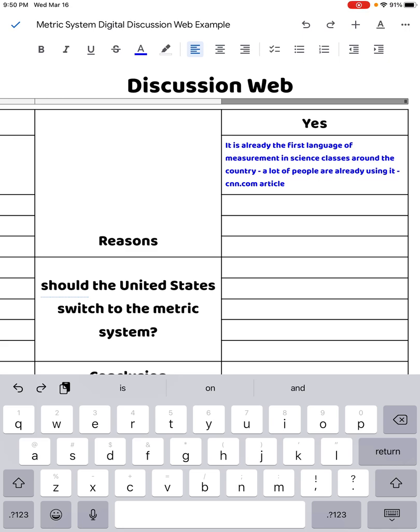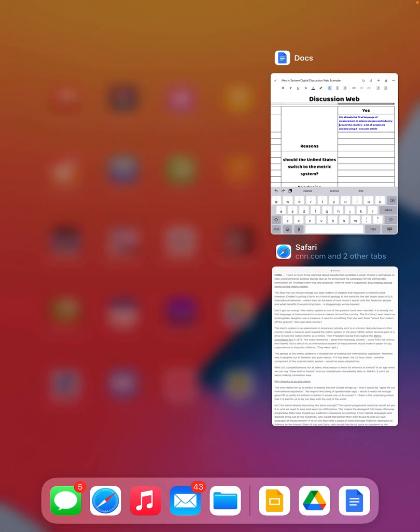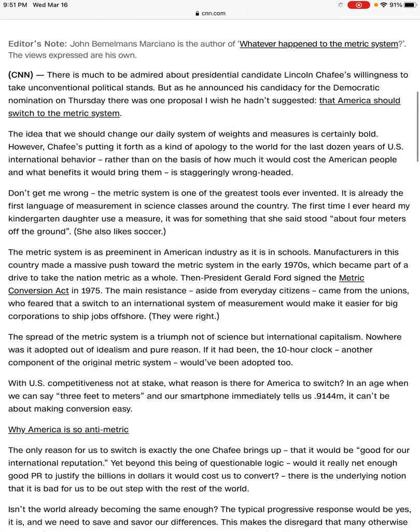And so I'm going to go back into my discussion web and I'm going to add to what I already have for my yes. It is already the first language of measurement in science classes and industry around the country. So I think that was another reason for yes, but I think there's a reason for no in here.